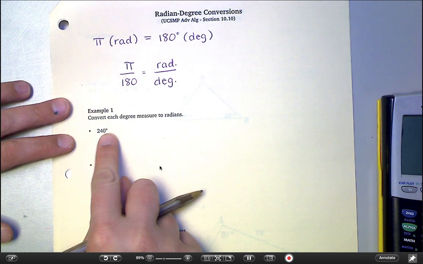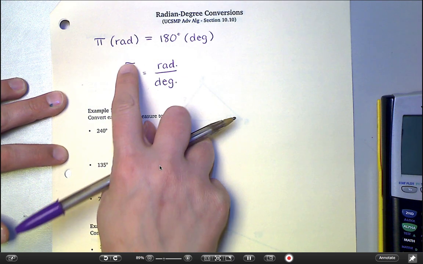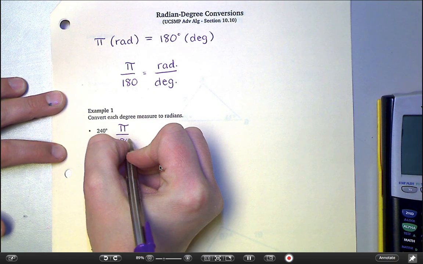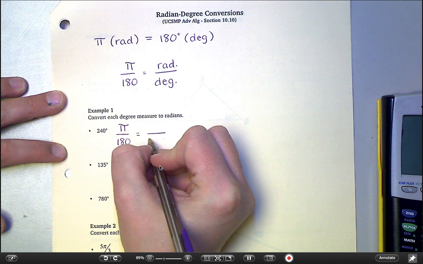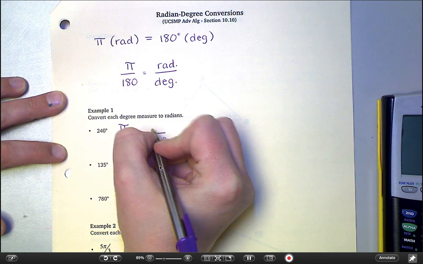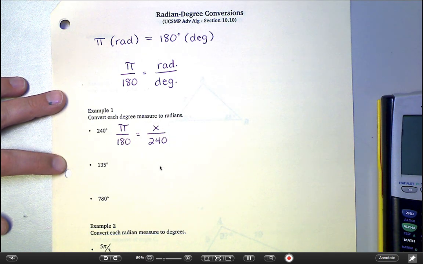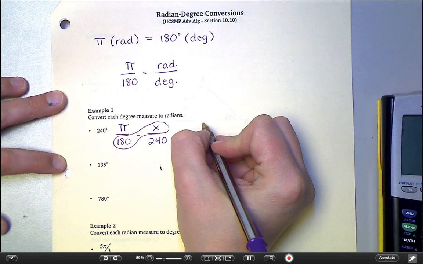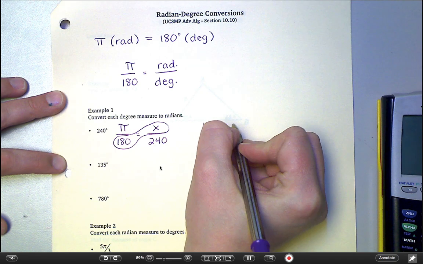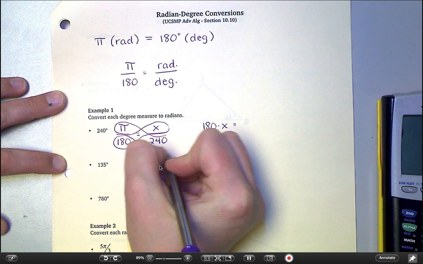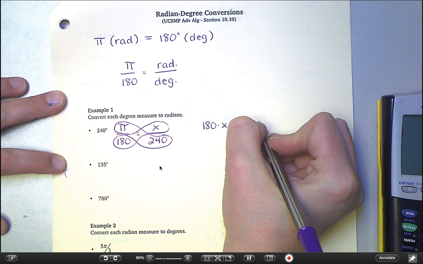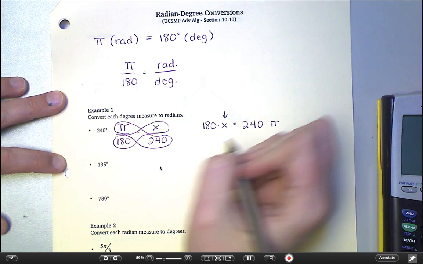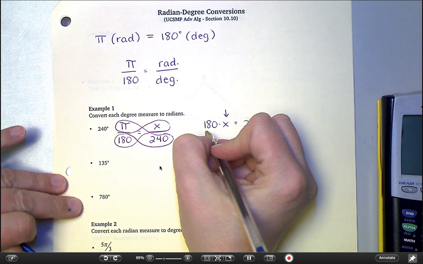So for example, this first one, 240 degrees, I'm going to start with pi over 180, always, because those two things are equivalent. And then I'm going to put the 240 across from the 180 and put an x up top there. And then I'll cross multiply. So when I cross multiply, I end up with 180 times x equals 240 times pi. Now keep your eye on the prize here. Remember, we're looking to find x. So to find that, I'm going to come in and divide by this 180.